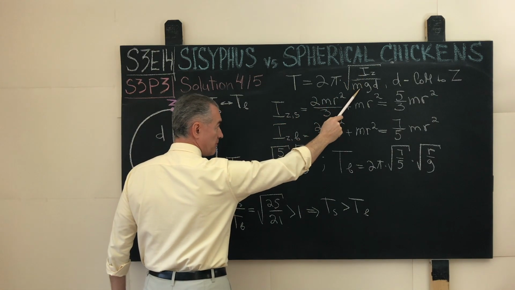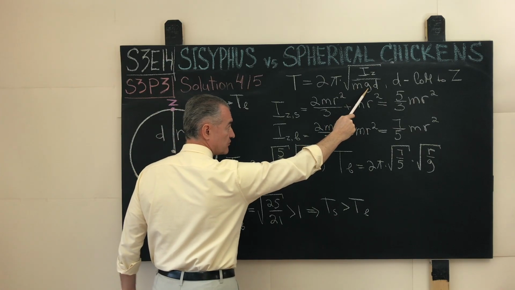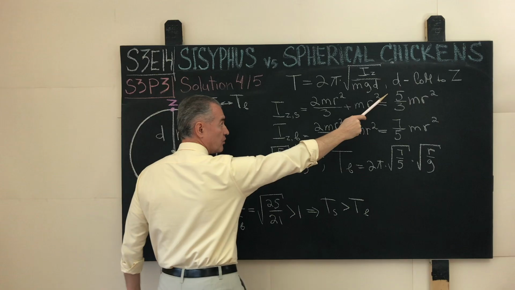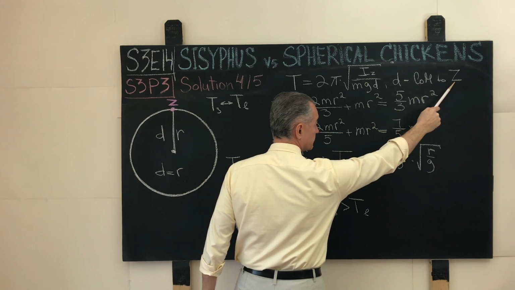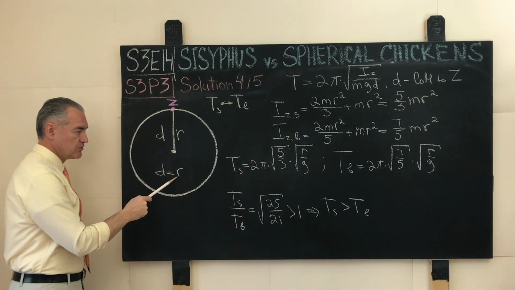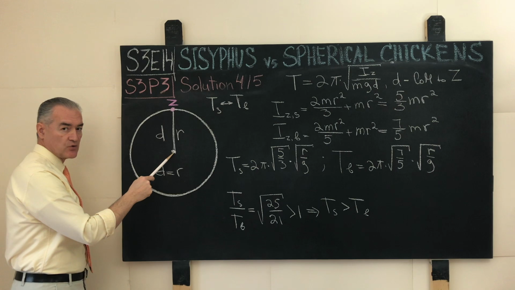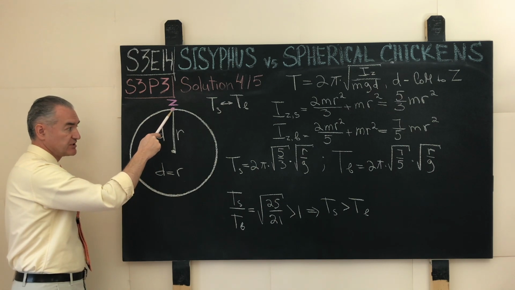divided by the mass of the physical pendulum times the acceleration of the free fall times d, where d is the distance from the center of mass to the pivot point Z. In our case, evidently d is equal to r, because that is the distance from the center of mass to the pivot point Z that sits precisely on the periphery.